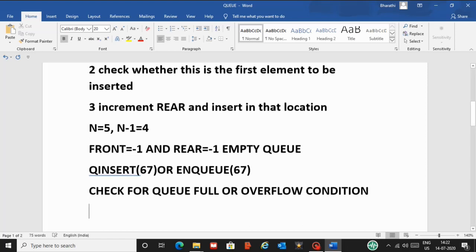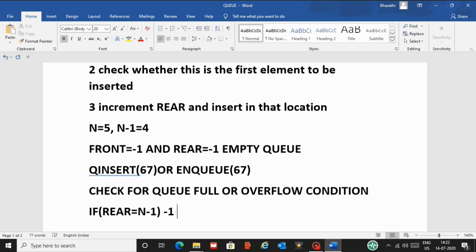So how do I check for Q full or overflow condition? That is, where does the insert happen from? It happens from the rear. So if rear is equal to n minus 1. Check if rear is equal to n minus 1, right? What is rear?